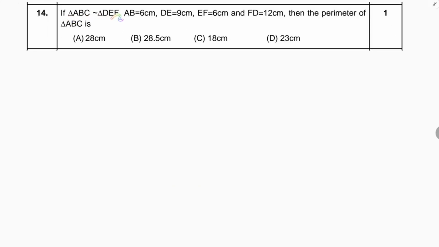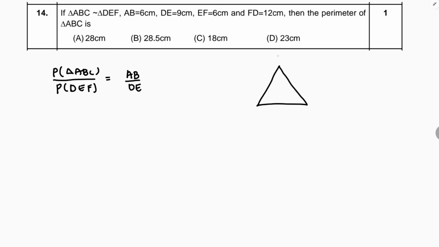If triangle ABC is similar to triangle DEF, AB is 6 centimeters, DE is 9 centimeters, EF is 6 centimeters and FD is 12 centimeters, then the perimeter of triangle ABC. See, the triangles are similar, and the ratio of the perimeters will be equal to the ratio of their corresponding sides. So AB by DE, they will be in the same ratio.